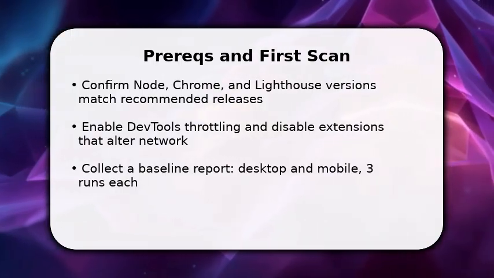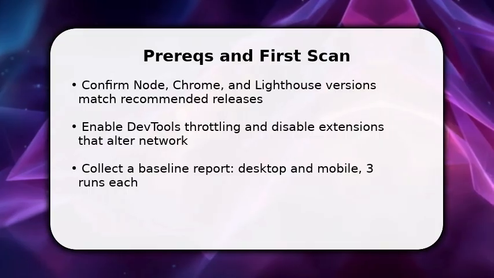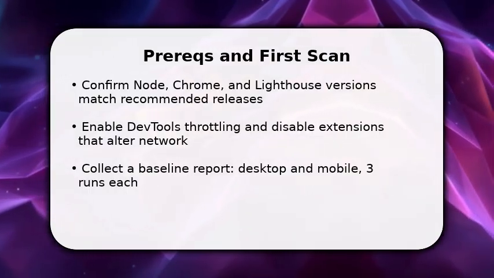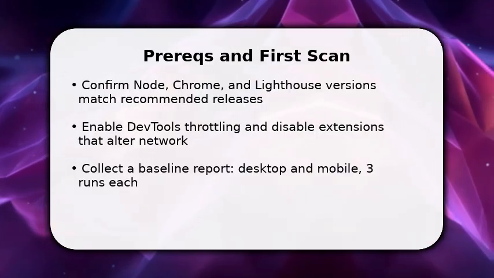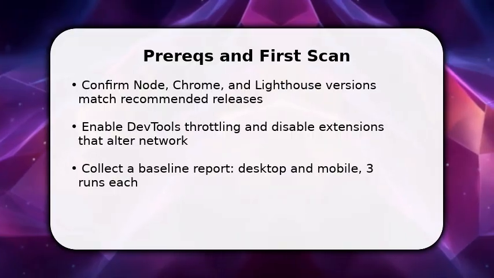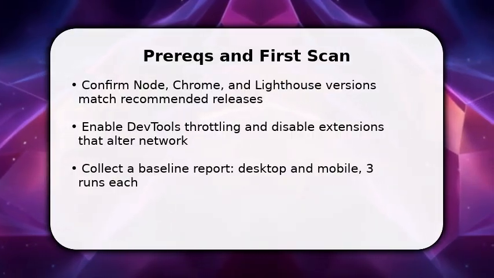Once done, make sure DevTools throttling is enabled and extensions are off, because inconsistent CPU or network can skew scores. Record 3 runs each for desktop and mobile, so you can average results and spot outliers before you change anything.